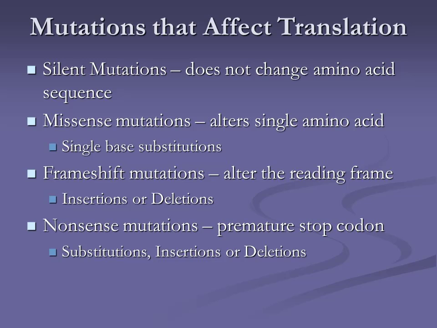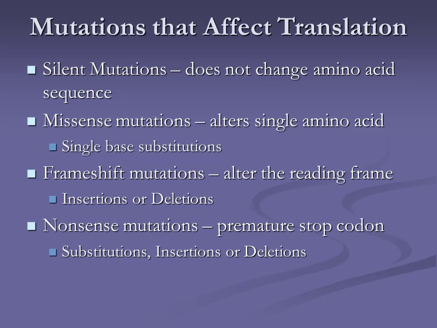If you have a frameshift, if you insert one or delete one and you change the reading frame, but those codons don't encode a premature stop, they just change amino acids. Instead of a proline, you get an alanine. Instead of a glycine, you get an isoleucine. Instead of a valine, you get something else, and you keep going until you finally get to a stop. That's not a nonsense mutation.